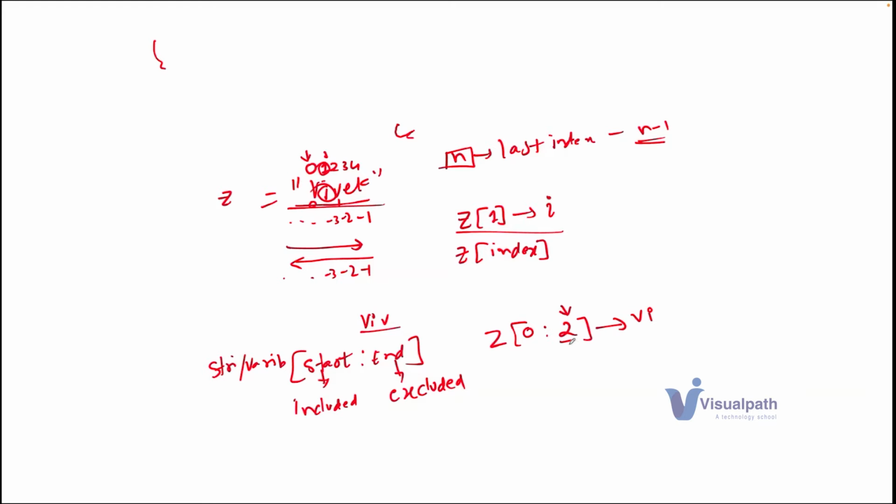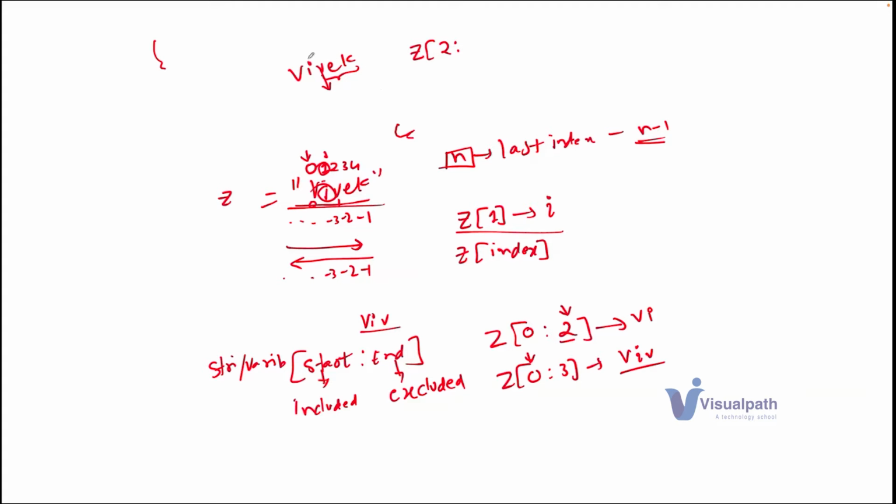But if you would like to include index 2 also, then your code should be 0 colon 3. Then you will get viv as an output. But the second question is whether I have to start the index only with 0 or I can start with any index. You can start with any index. Suppose from the word Vivek, I would like to extract these 3. We know this particular letter V is at index 2. So you can write z of 2 colon, I am saying z because I'm assuming that this string is assigned to this variable.